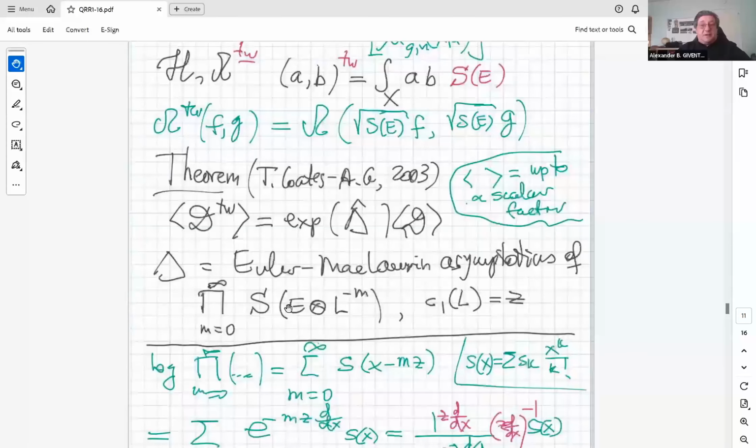Now, what is written here means that I shift x by, well, subtract m times z. I don't need to know the topological meaning of this. This expression means that I just take that function, that series, and shift the variable by minus mz, and sum over m from 0 to infinity. That's what the logarithm of this expression actually means.